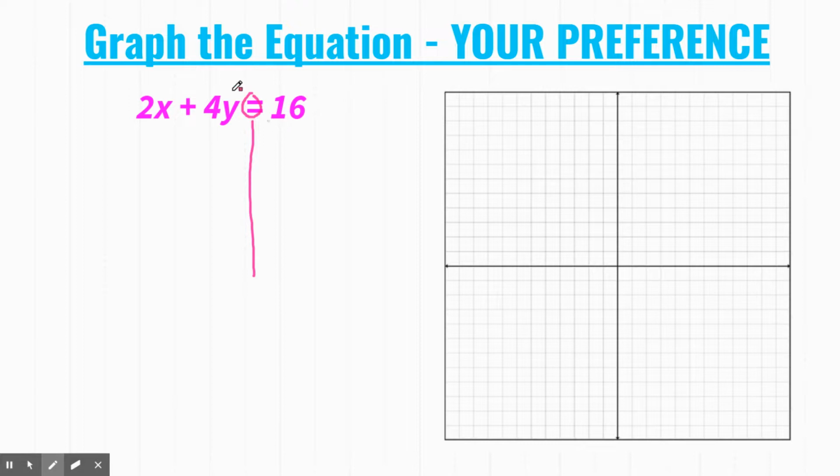The first way I'm going to do it is by converting this to slope-intercept form. So I need to move my x over. So I'm going to subtract 2x from both sides. So now I have 4y equals 16 minus 2x. Now I'm going to divide by the number attached to y, which is 4. Anything I do to one side, I have to do the other. Then I'm going to simplify. 16 divided by 4 is 4. Negative 2 divided by 4 is negative 1/2 x. So that gives me my equation here.